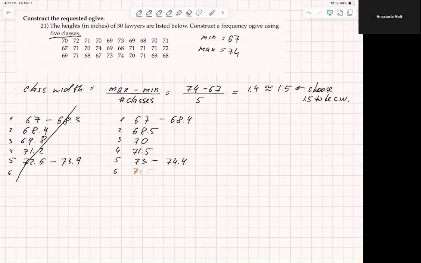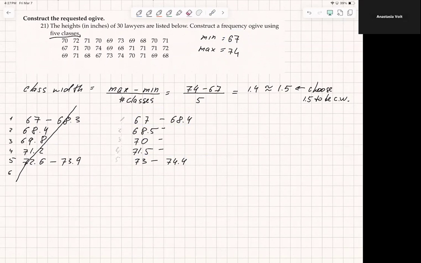So we can now erase the placeholder and check if the minimum goes to the first class and the maximum goes to the last class. So 67 is between 67 and 68.5, so we're good. The minimum goes to the first class. And now 74 is between 73 and 74.4, so we are good again. The last value, or the greatest value in our data set, goes to the last class. So we're good.